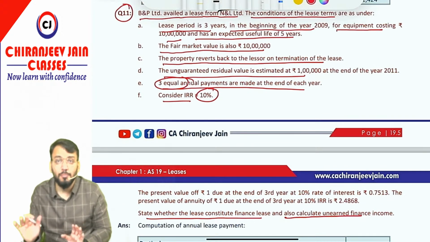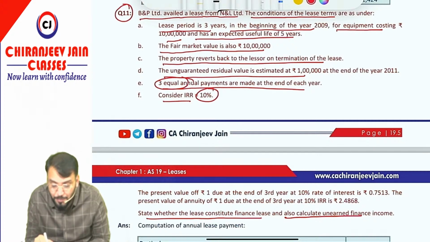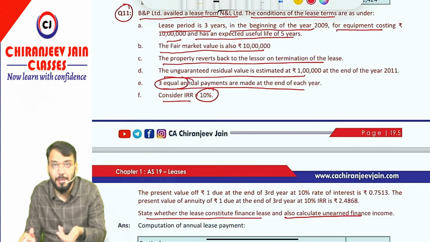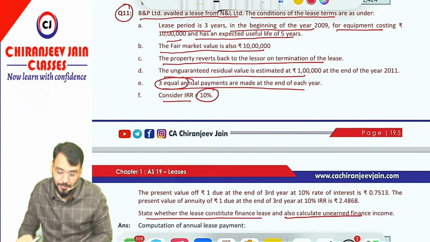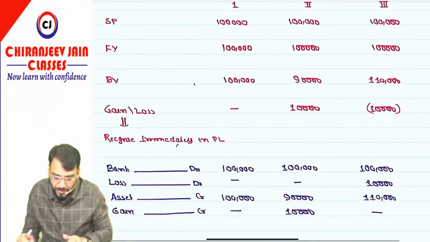This is one of the popular questions. In this question, what is not given? 3 equal annual payments are not given. So first we need to find out the lease payment, the annual lease payment. For that we'll assume that the annual lease payment be X. Means I'm just showing you with my calculation. Just try to understand.